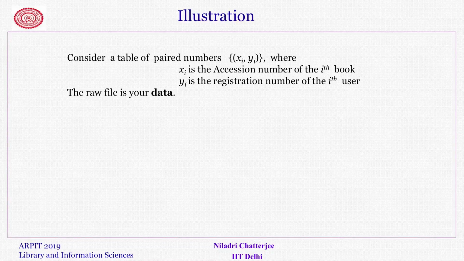So, let me give a very simple example to illustrate that. Suppose I am talking about a library where we have a large number of books and each book has an accession number, let me call it xi, and let yi be the registration number of the user who borrowed that book. So, all the borrowing records of the library I am storing in the form of pair numbers xi and yi for the ith entry, and the raw file is my data.